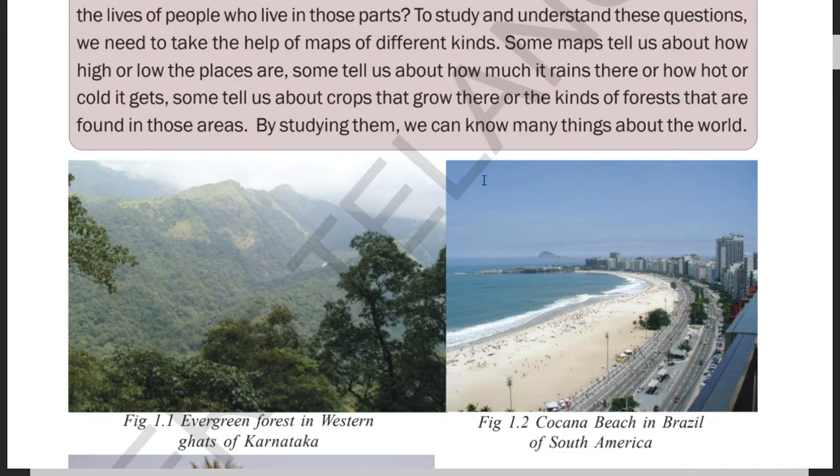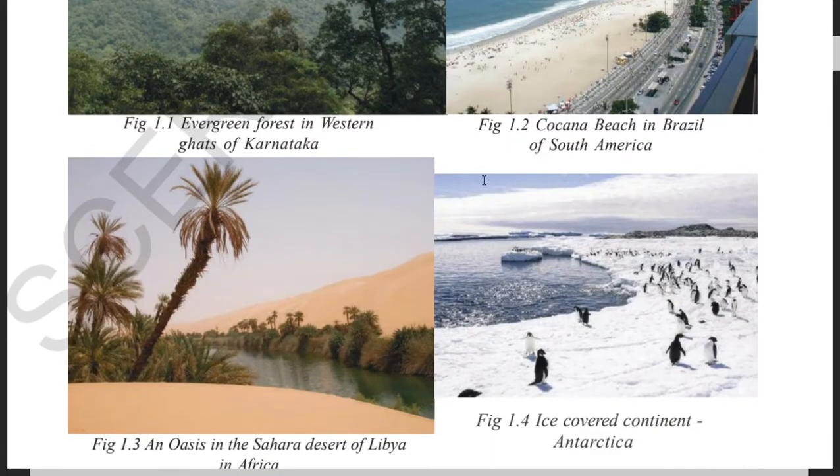Evergreen forest in Western Ghats of Karnataka. The second picture is Copacabana Beach in Brazil of South America. The third picture shows an oasis in the Sahara Desert of Libya in Africa. And the fourth picture shows the ice-covered continent, Antarctica.